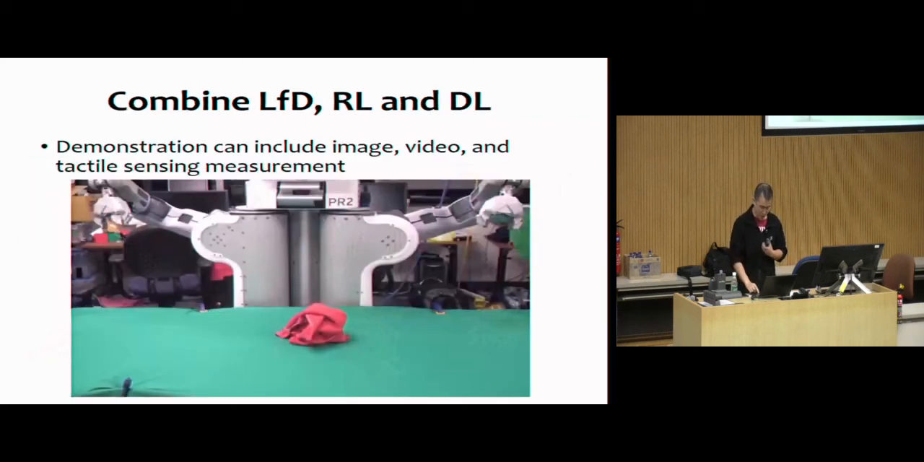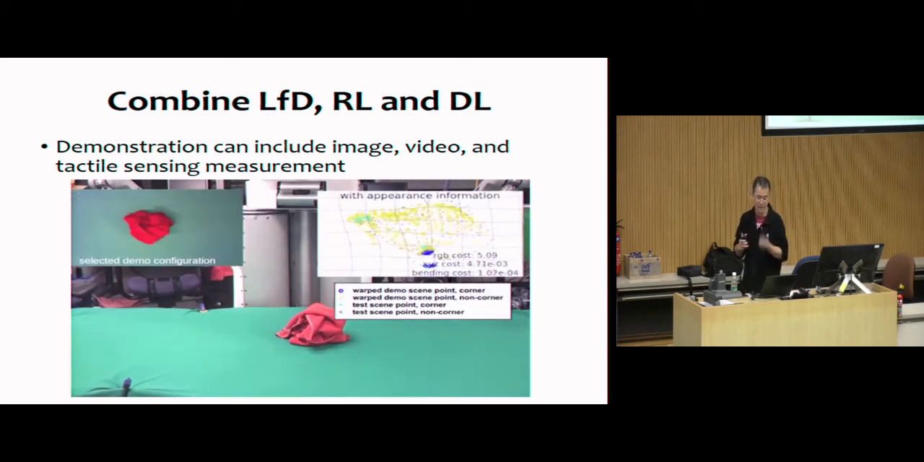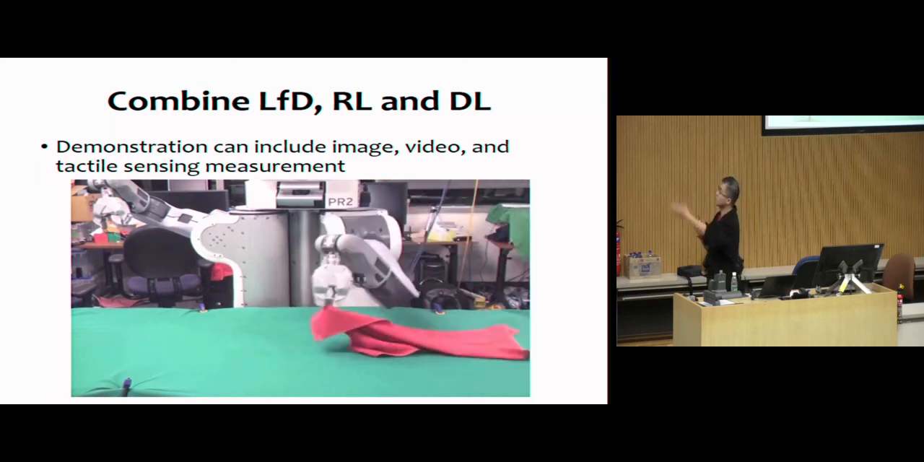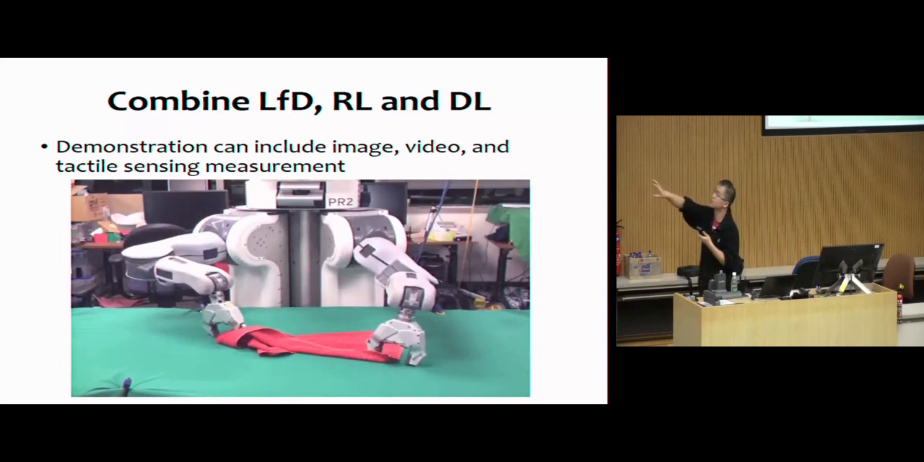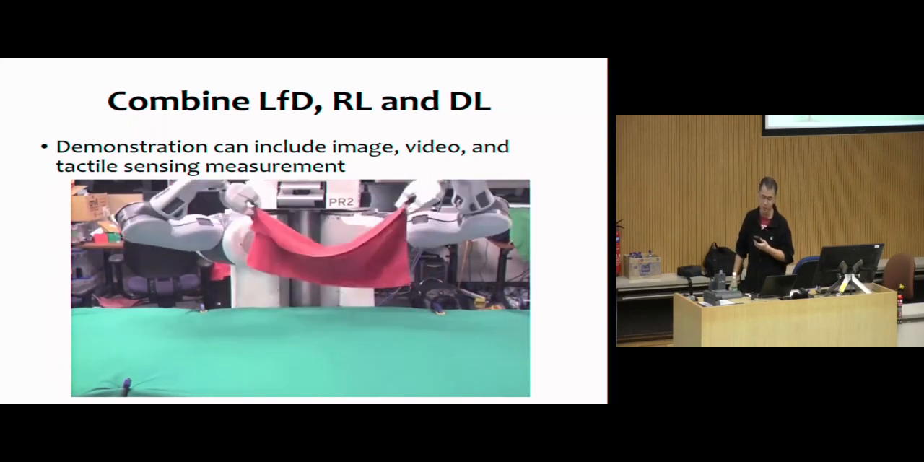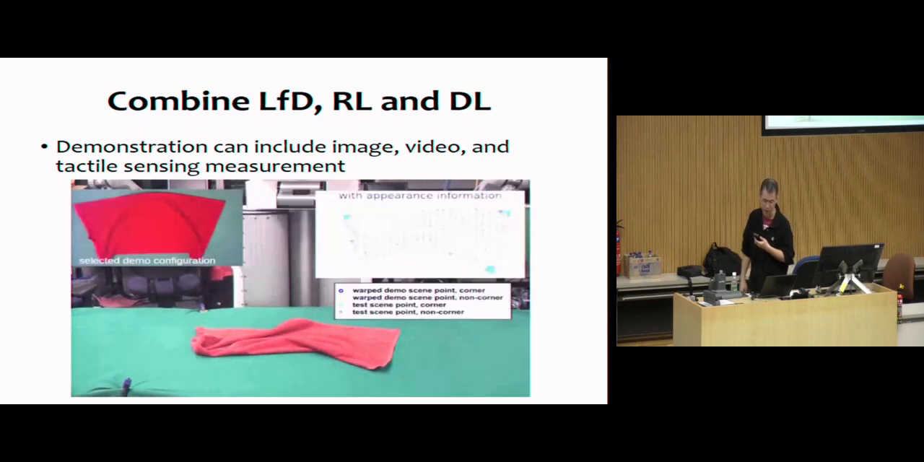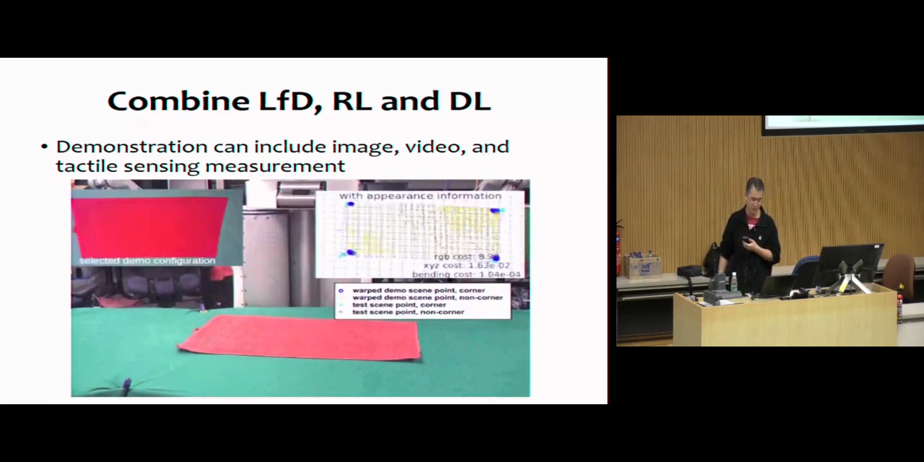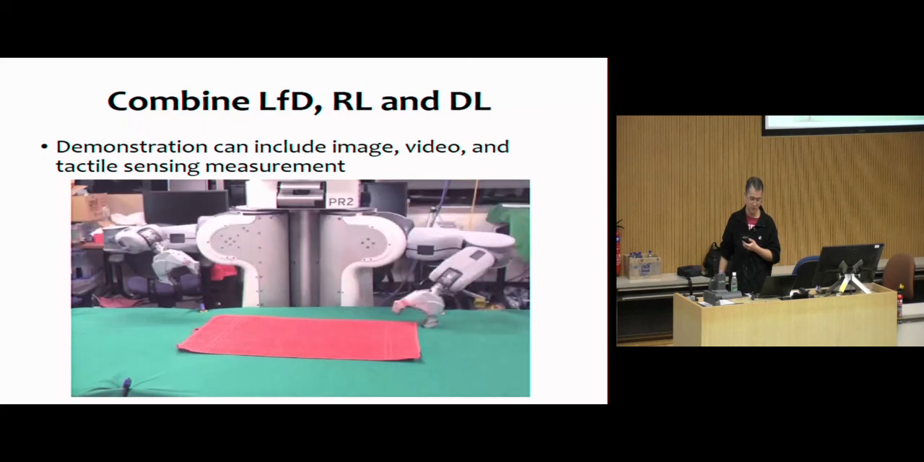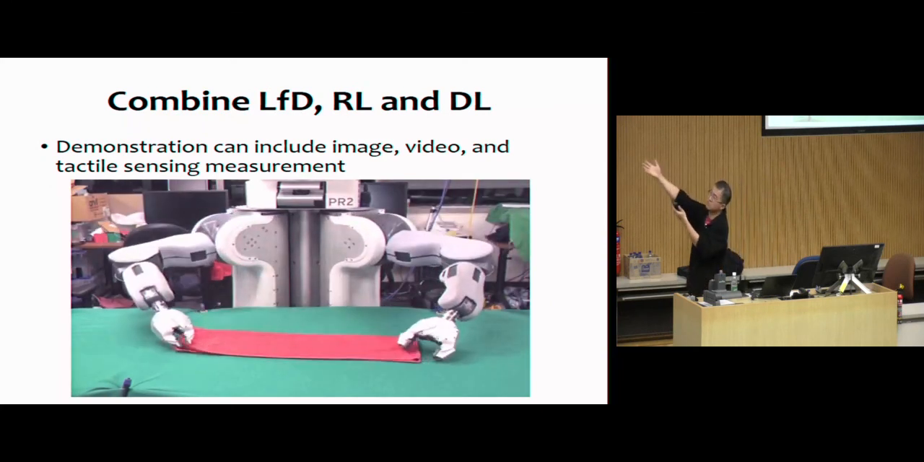And then if you combine learning from demonstration with deep learning, you can use demonstrations with image, video, and tactile information as measurements. The demonstration includes all of these kinds of sensor information, and then you can use that to do cloth manipulation. Here is the folding. This is a very old video. Let me finish the first step. Everything looks very good, so the robot can do that.